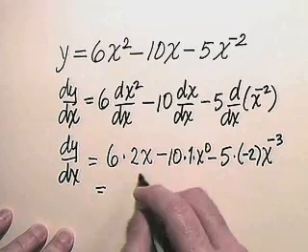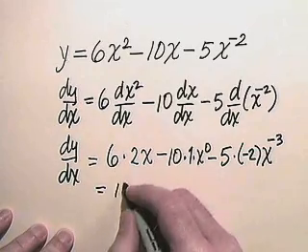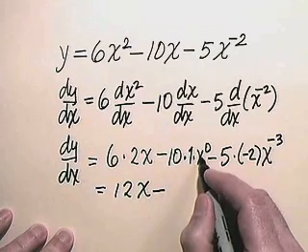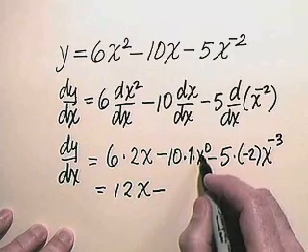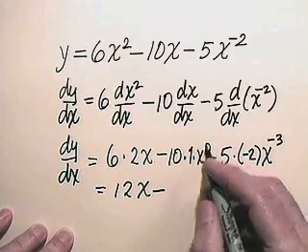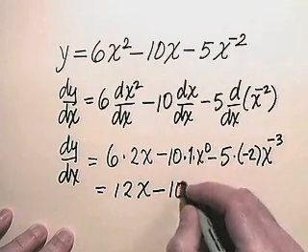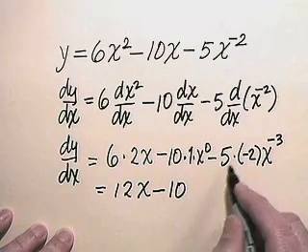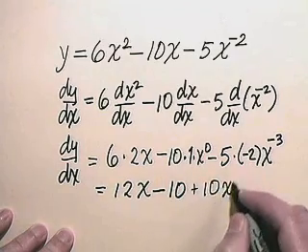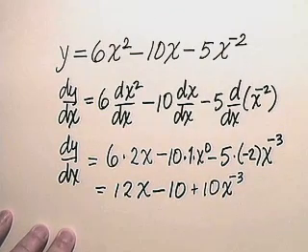And so we can simplify this. 6 times 2 is 12x minus, notice the derivative here that resulted x to the power 0 is just 1. Anything to the power 0 is 1. So we have just negative 10. Negative 5 times negative 2 is plus 10x to the negative 3.